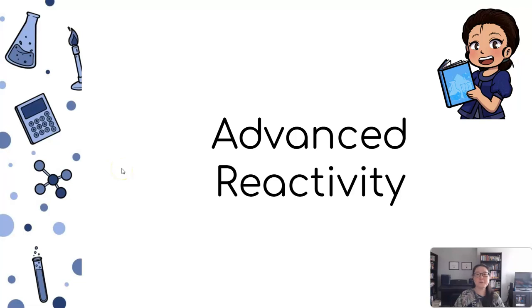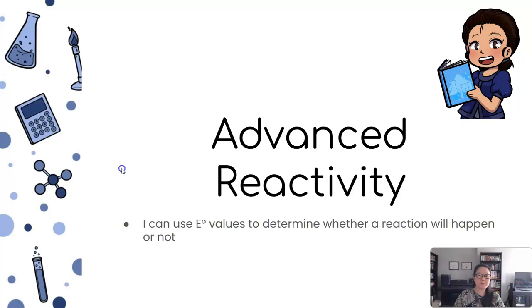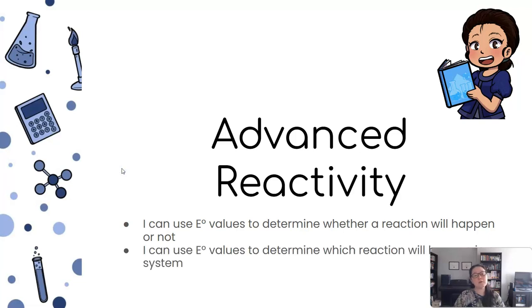Hello folks, and welcome to this lesson on advanced reactivity. By the end of this lesson, you should be able to use E0 values to determine whether a reaction will happen or not, and use E0 values to determine which reaction will happen in a system.